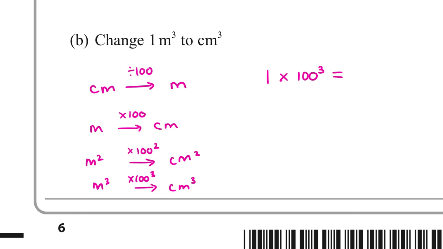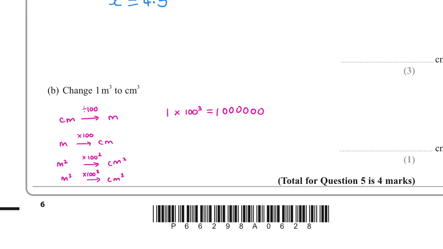So 1 times 100 cubed is going to give me 1, 0, 0, 0, 0, 0, 0. Can anyone tell me what this number is? 1 million. Amazing. I've got 6 zeros, so this is 1 million.